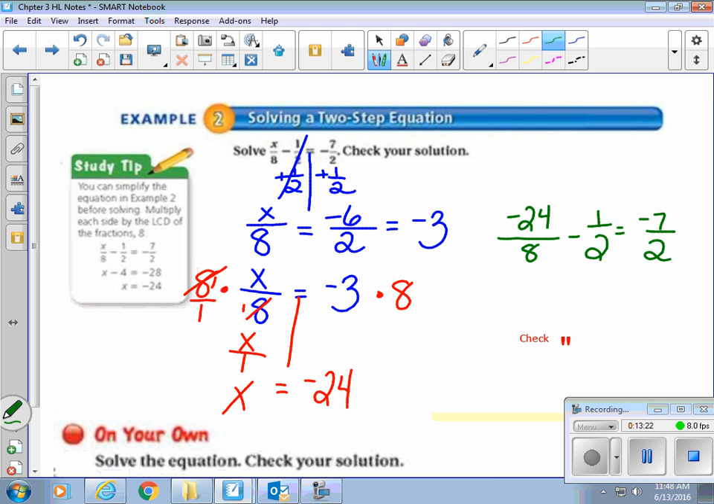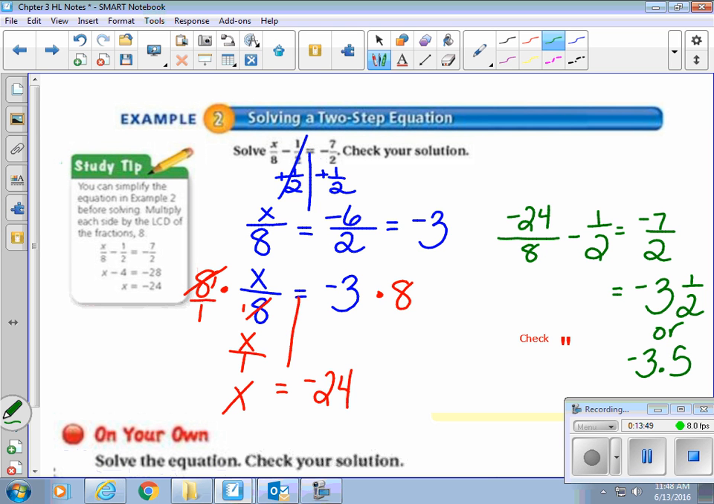You can plug that right into your calculator to see what you get. Your calculator will probably give you a simplified answer of negative 7 over 2. And if you understand that negative 7 over 2 is really an improper fraction, we can change that to a mixed number by saying 2 can go into 7 3 times with 1 left over. So you're looking at negative 3 and 1/2, or negative 3.5.